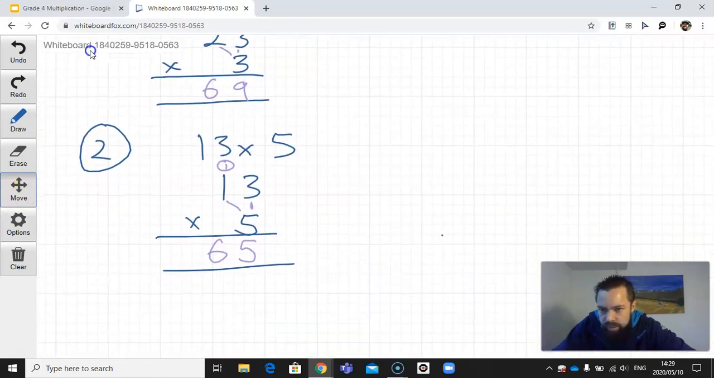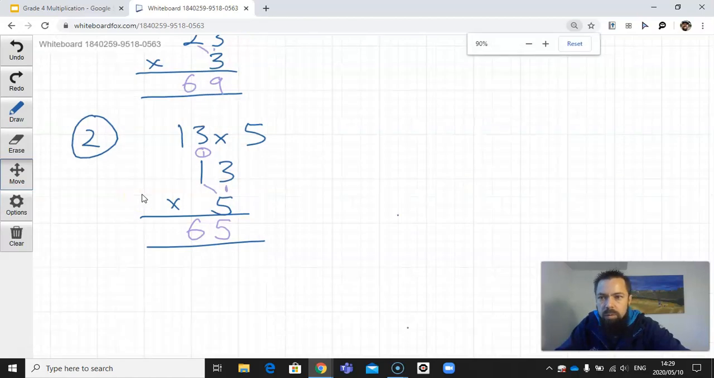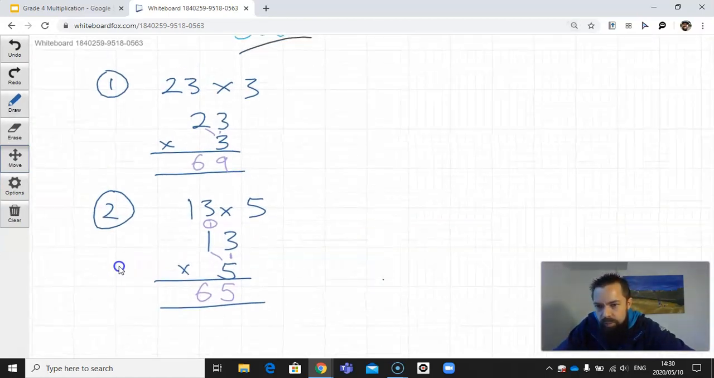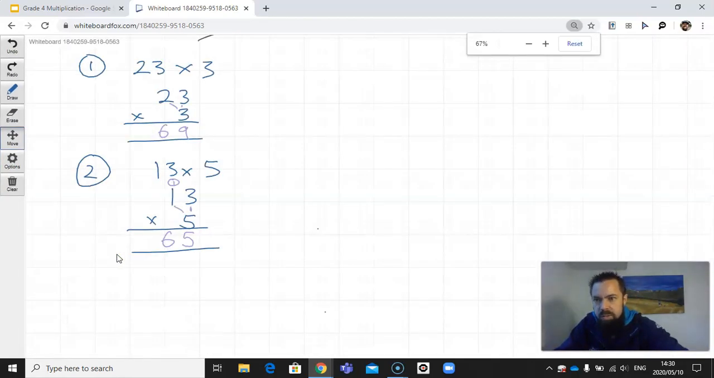Oh, I keep doing that. Let me make the screen a little bit smaller. There we go. Now I can fit a little bit more on the screen.